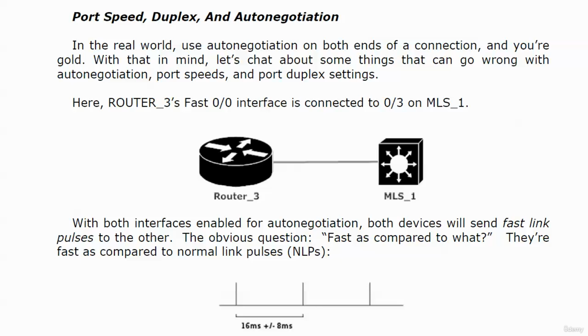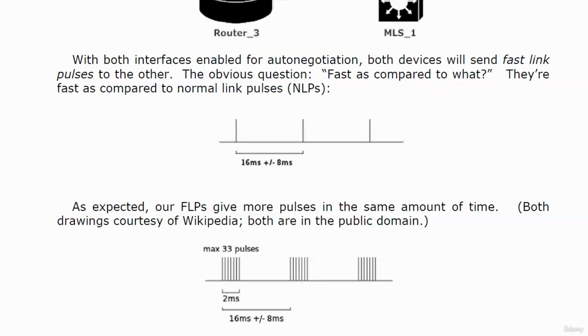Now, with both interfaces enabled for auto negotiation, what they're doing is sending what we call FLPs, fast link pulses, to each other. And of course, the obvious question is, fast as compared to what? It's a pretty relative term. Well, they're fast compared to normal link pulses. Bet you didn't see that coming. Here are the two side by side, and you can see in the same time frame we're getting a lot more pulses with FLPs than we are with NLPs.